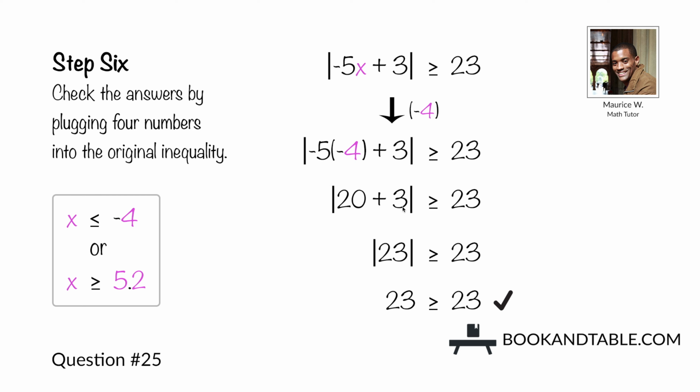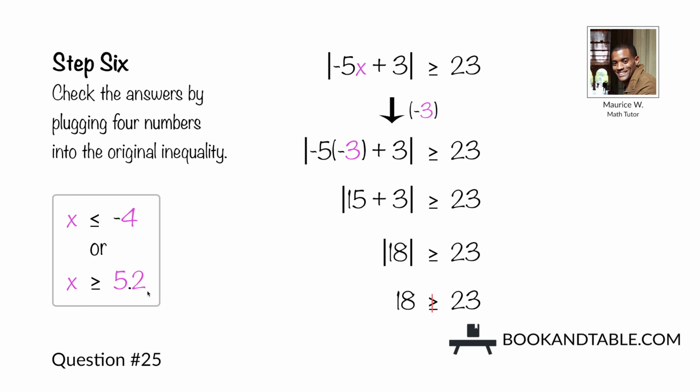20 plus 3 is 23. The absolute value of 23 is 23, leaving you with the true statement, 23 is greater than or equal to 23. When we plug in negative 3 for x, we get negative 5 times negative 3 is positive 15, plus 3 is 18. The absolute value of 18 is 18, leaving us with the false statement, 18 is greater than or equal to 23. So those two values prove that this part of our answer is correct.